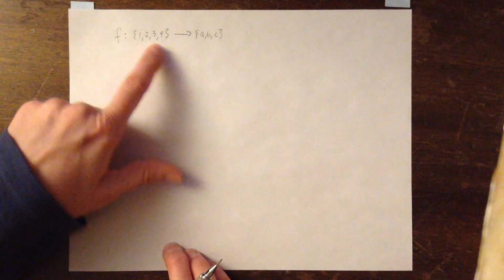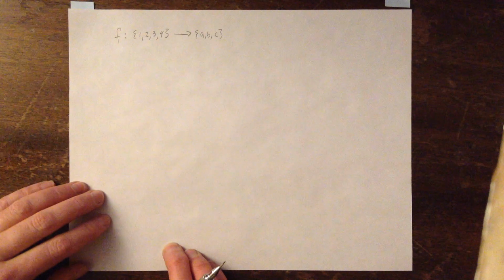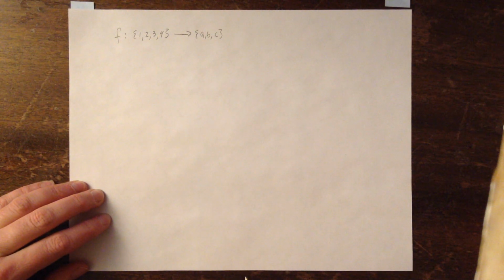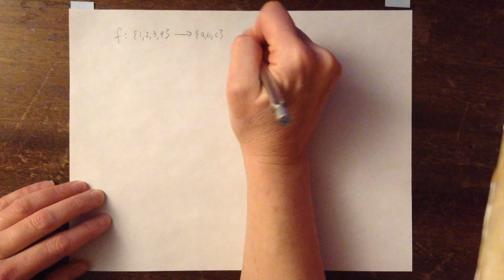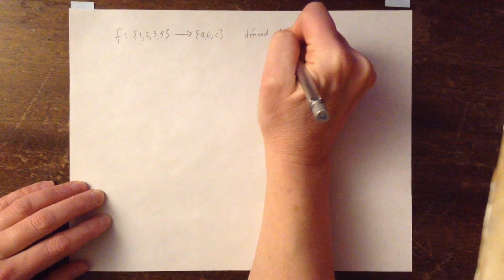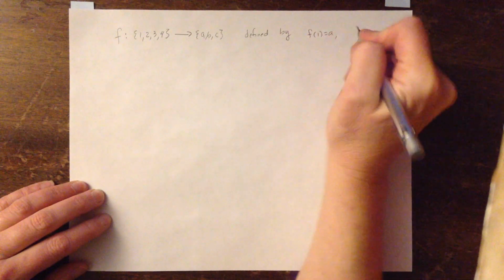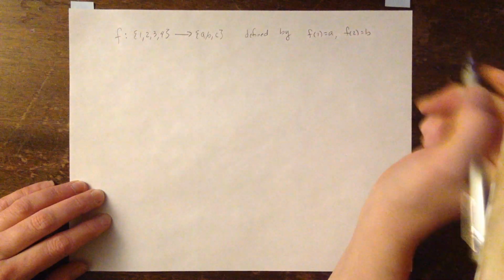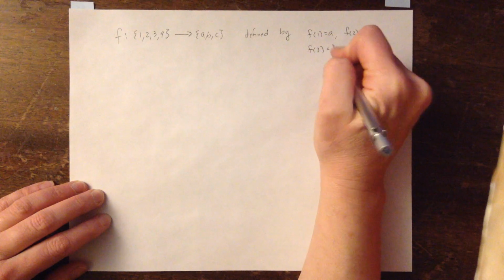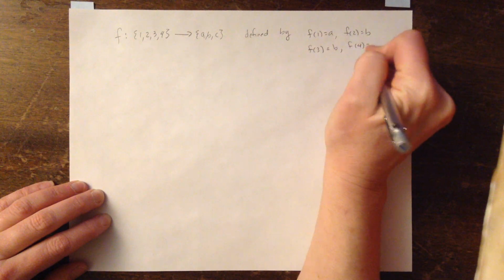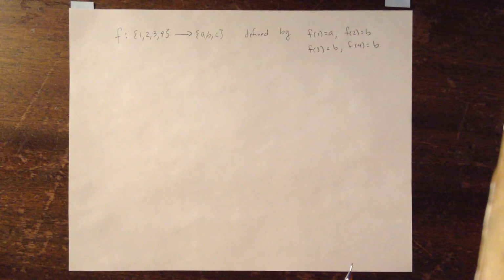This is called the domain, this set is called the codomain, and so I'm going to define this function just by saying where each of the elements in the domain gets sent to. So I'll say define F by F of 1 equals A, F of 2 equals B, F of 3 equals B, and F of 4 equals B. So there's a function, and it is a function.